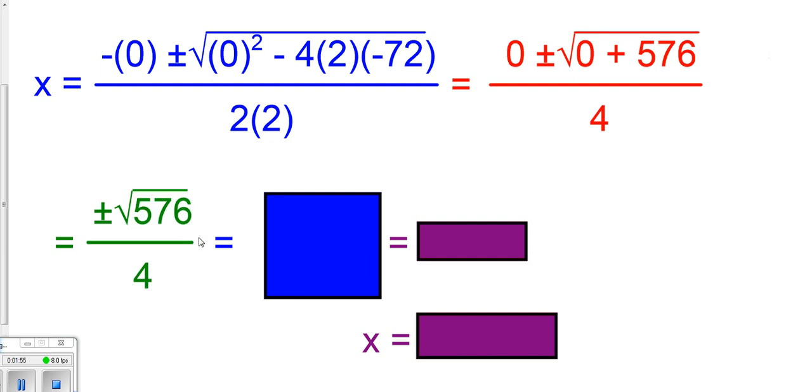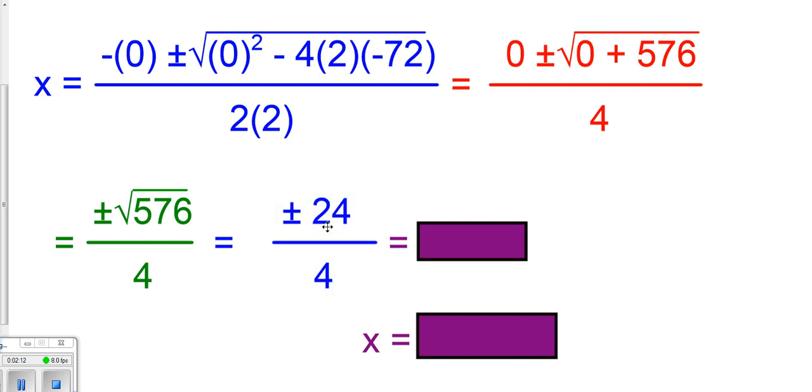Simplifying it some more. We don't really need to say 0 plus or minus something. We just need to know that we have the positive or negative value of 0 plus 576, which is 576. So positive or negative square root of 576, all of that divided by 4. Simplifying some more. Well, the square root of 576 is 24, so we have positive or negative 24 divided by 4. And 24 over 4 is the same as 6, so we have positive or negative 6 as our answers.